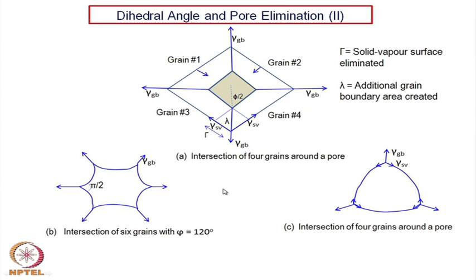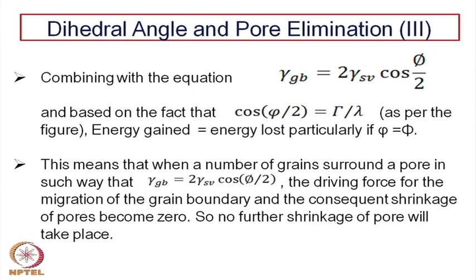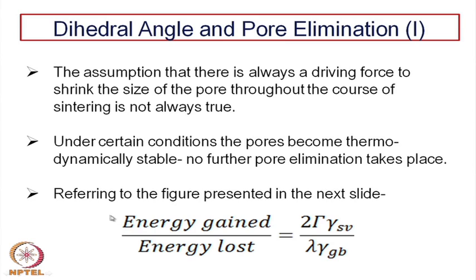So, that is what is called, referring to the figure in the next slide, the energy gained is twice gamma into gamma SB, and then the energy lost is equal to lambda into gamma GB. Okay. So, this is the ratio of the energy gained to the energy lost.